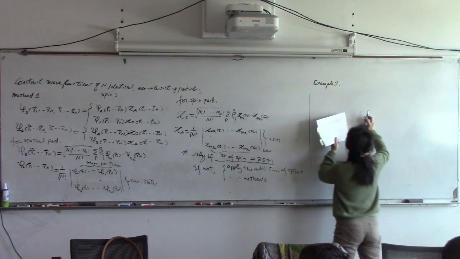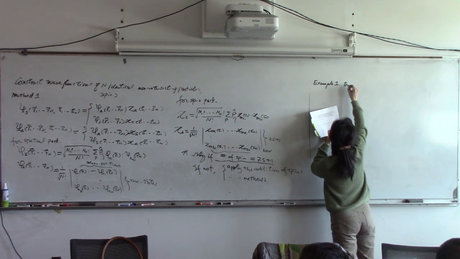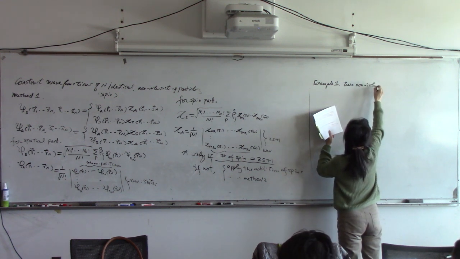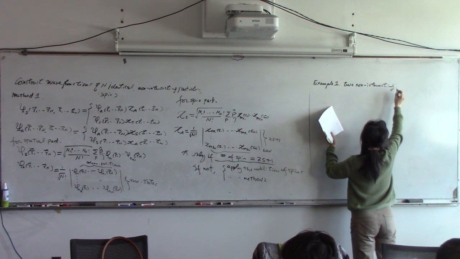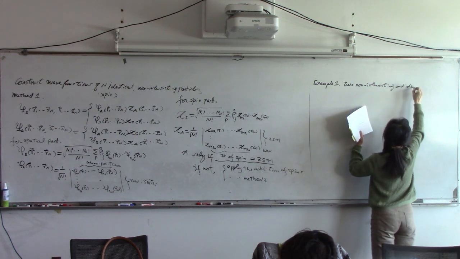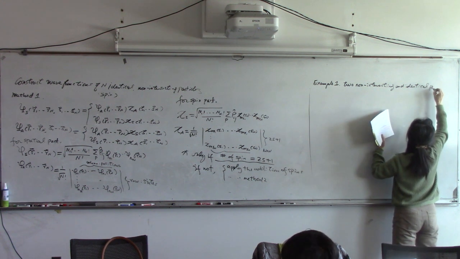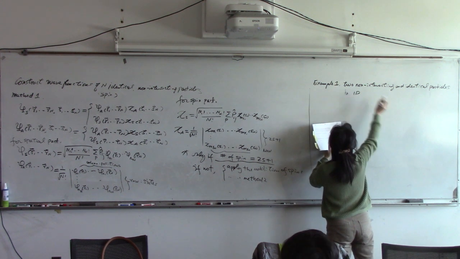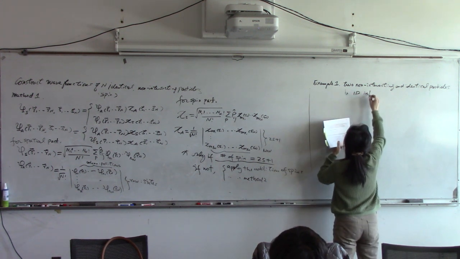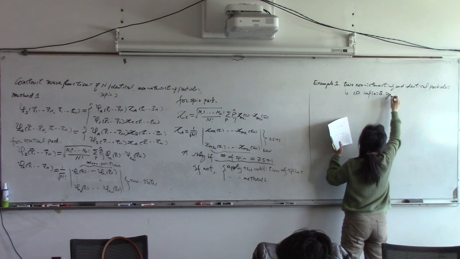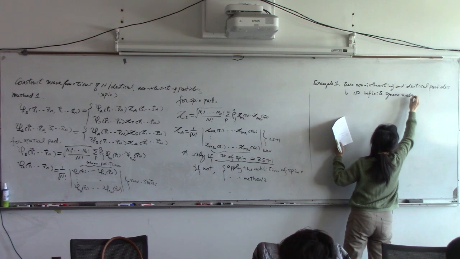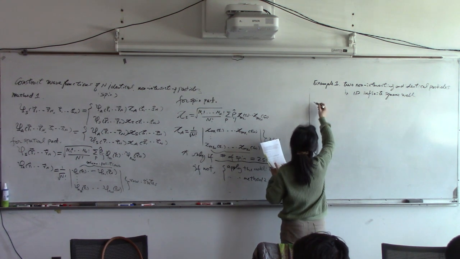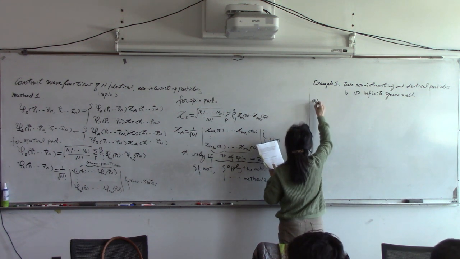Example 1. The first one is we just consider two non-interacting and identical particles. We are in a one-dimensional infinite square well. Okay, that is the picture now. Ask us first, well, that's A.